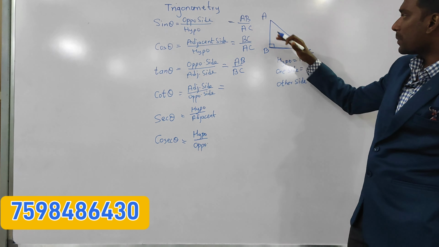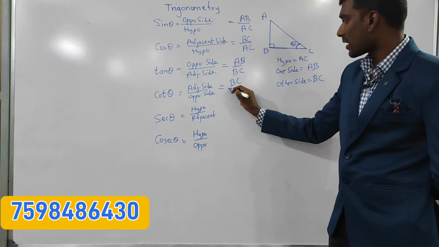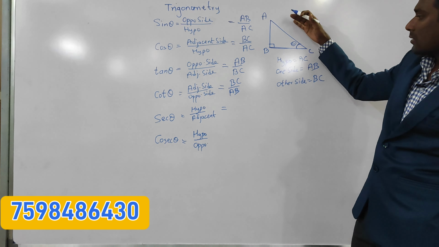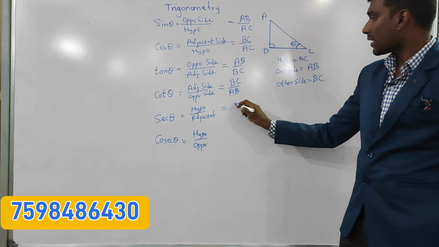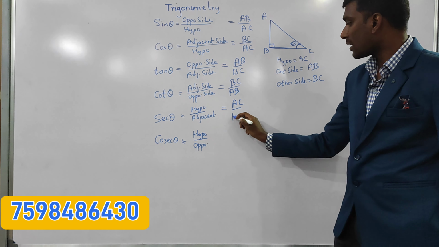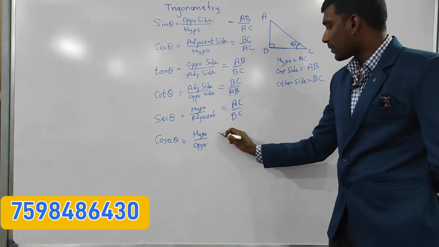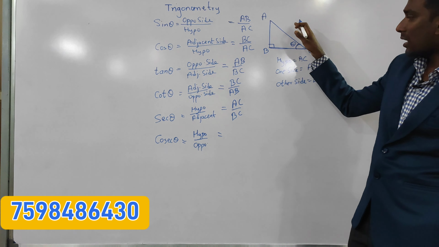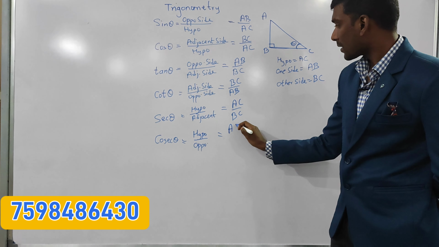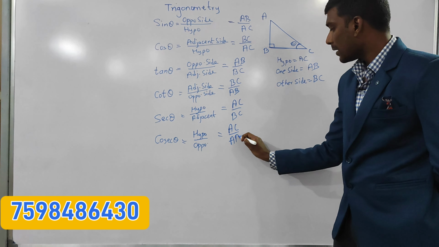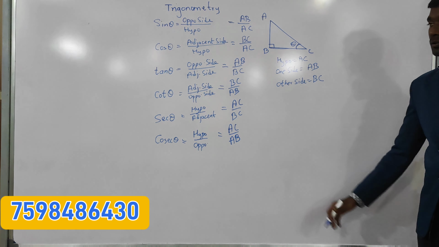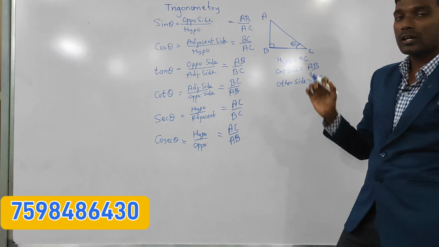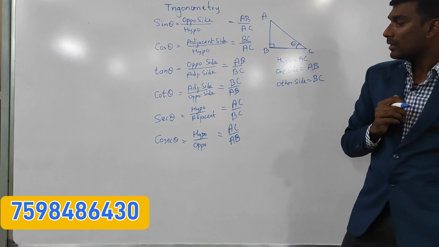Next, cot theta is BC by AB because it is adjacent side by opposite. Next, secant theta, hypotenuse by adjacent. That means AC divided by BC, and finally here you have cosecant theta, that is hypotenuse by opposite. That means AC divided by AB. So these are the basic formulas for sine, cos, tan, secant. Then you need to be thorough with this, and then you have to find the answer.